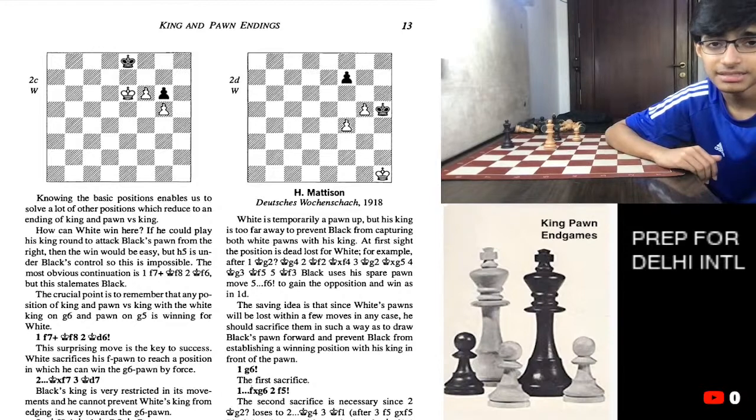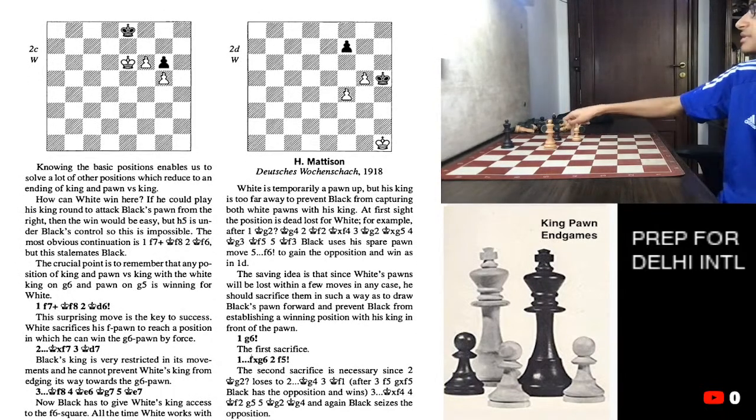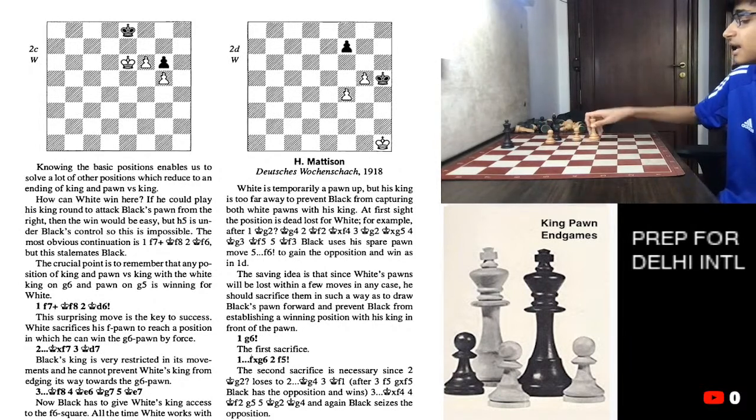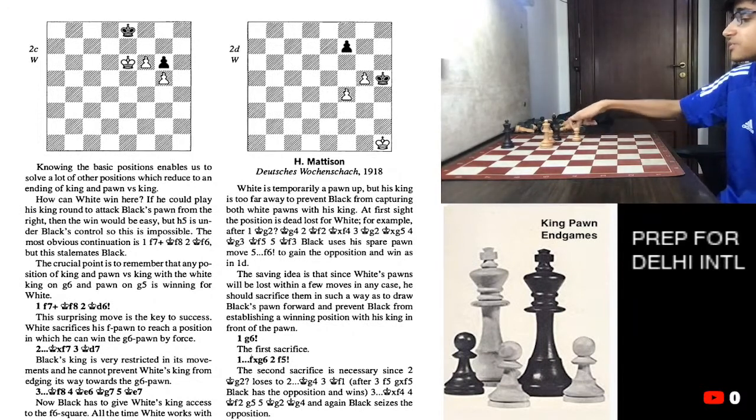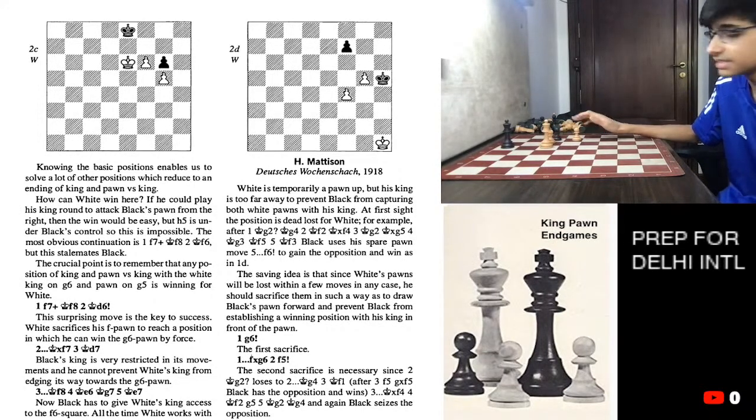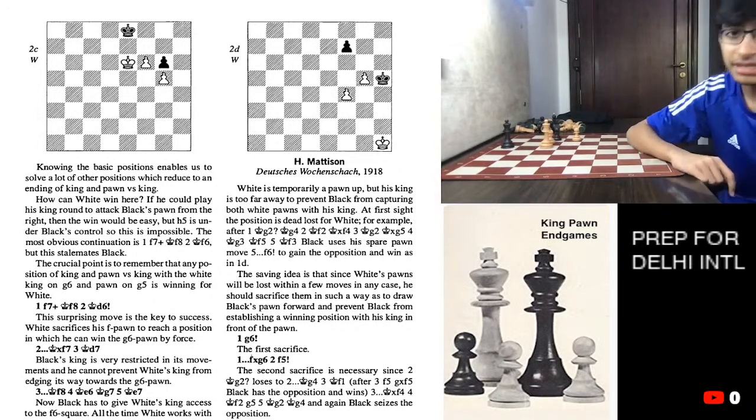If he could play his king round to attack black's pawn from the right, then it would be easy. But h5 is under black's control, because if you can see, white would like to just go king e5, king f4, king g6 and king g4 and try to enter with king h6, but he can't do so, and the reason for this is that the h5 square is guarded by the pawn on g6. Hence, we must obtain a new method.